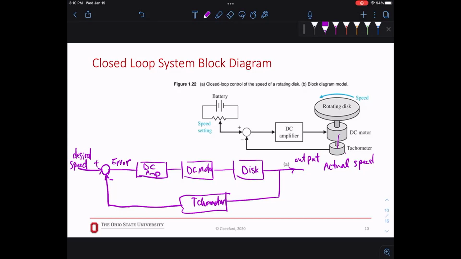After this junction, it becomes an error, right? That goes into our controller. Now, from this controller, so DC motor was an actuator, right? If you remember, and then the disk was our process, things that being done in that system. So now here, after the controller, this is a variable that is suitable for the actuator. So I'm going to write a commanded variable.